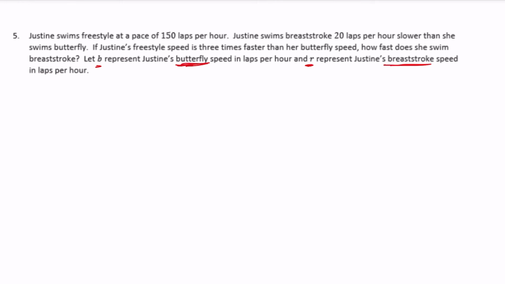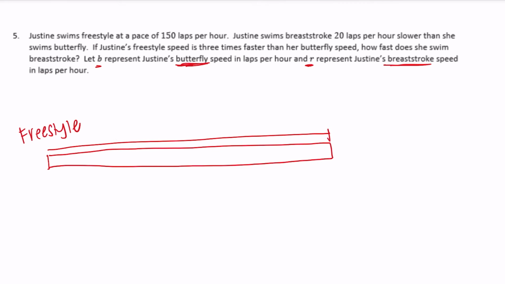Okay, so first sentence: Justine swims freestyle at a pace of 150 laps per hour. So freestyle is 150 laps per hour. Justine swims breaststroke 20 laps per hour slower than she swims butterfly. But we don't know much about either of those, so let's go to the next sentence. If Justine's freestyle speed is 3 times faster than her butterfly speed. So this freestyle, this 150, is 3 times faster than butterfly. So 3 butterflies would get us 1 freestyle. Remember, butterfly is B. So 3 B's is equal to 150.